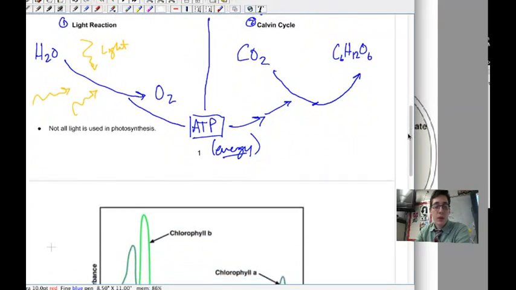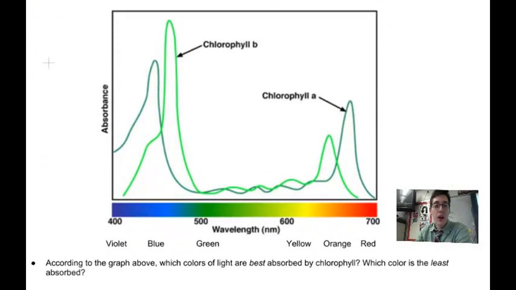Now the tricky thing with chlorophyll is that not all light is used in photosynthesis. There's actually 2 forms of chlorophyll, A and B. We've got a graph down here, and you need to write in the wavelengths, or if you have colored pencils, shade in the colors. This graph shows absorbance on the left, so how much is it taking in? Chlorophyll B really takes in a lot of energy. If you draw a line down, it takes in a lot of this blue wavelength right in here.